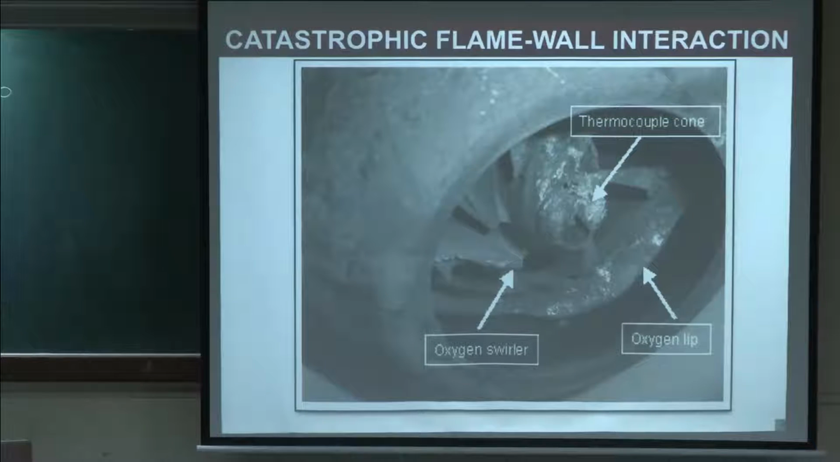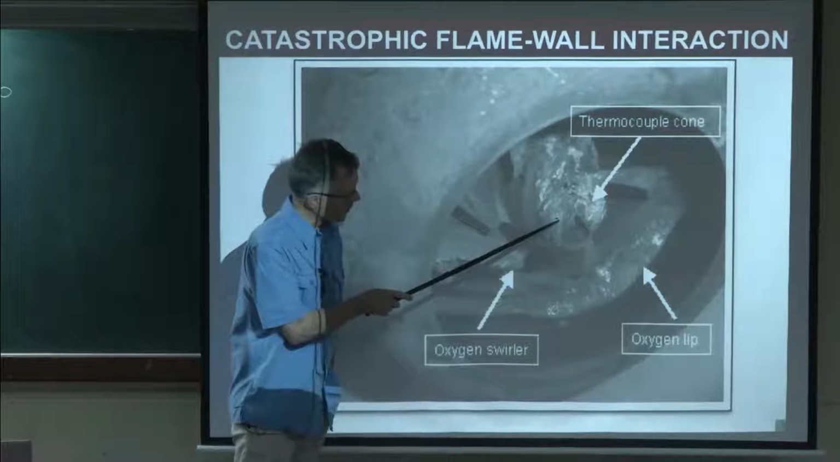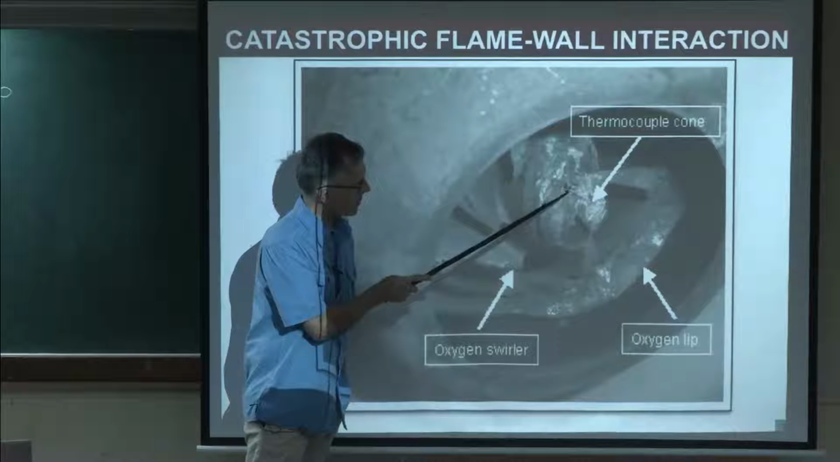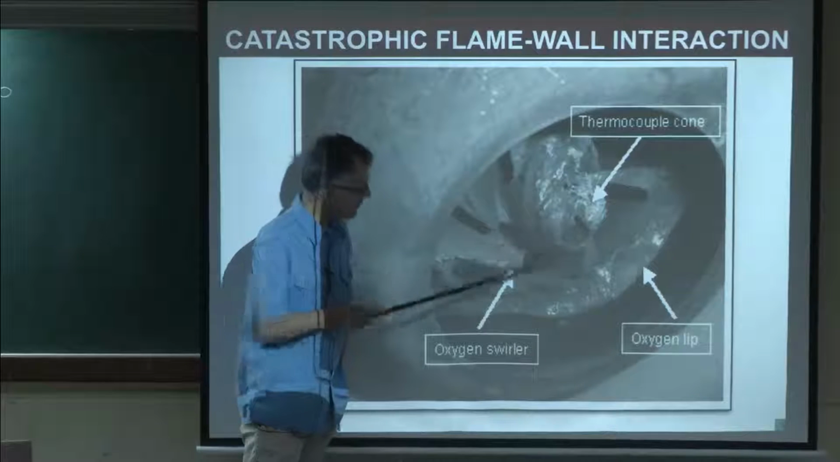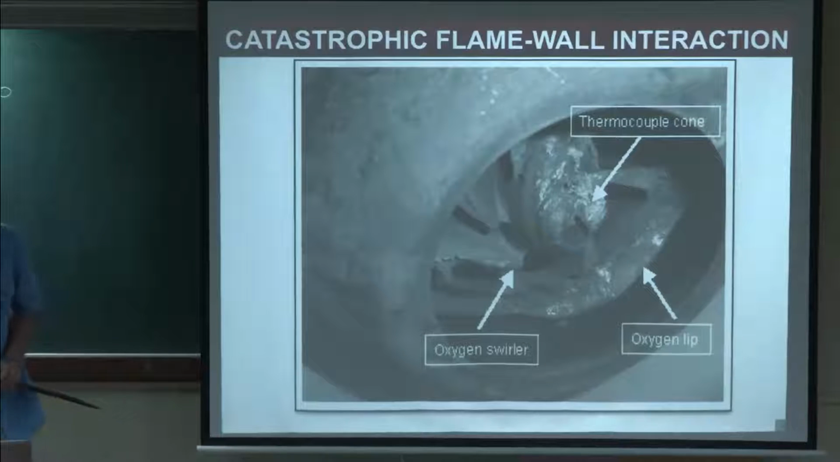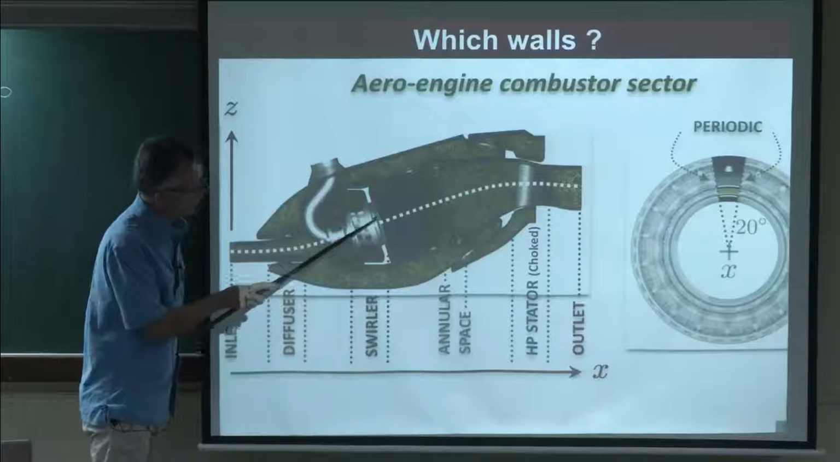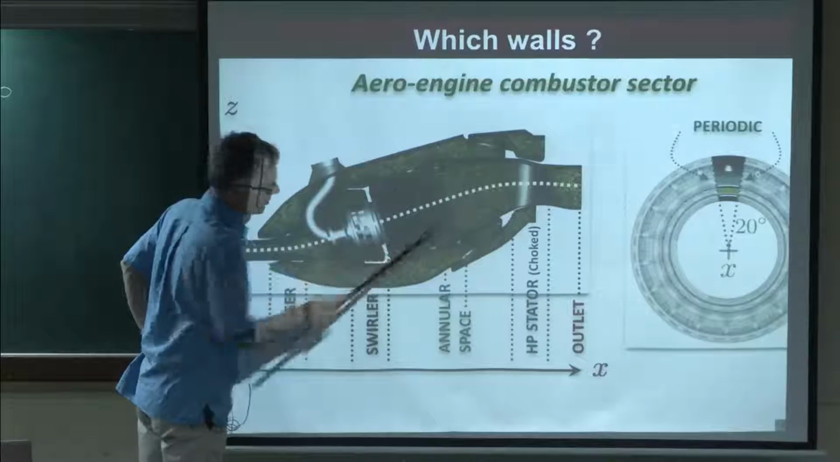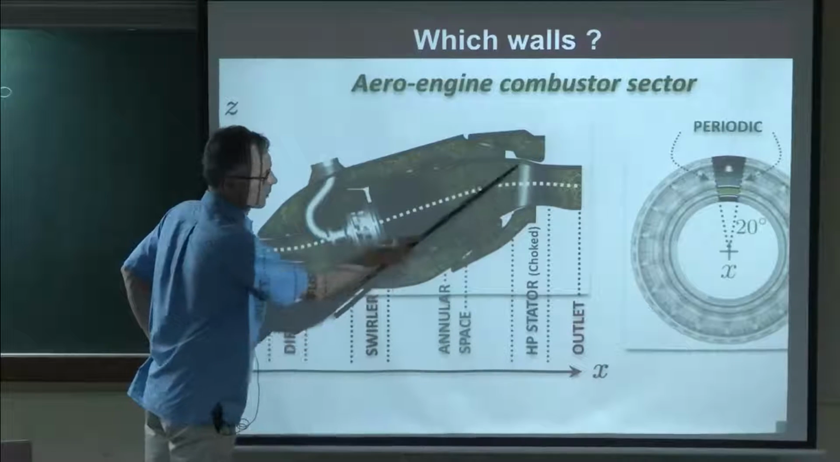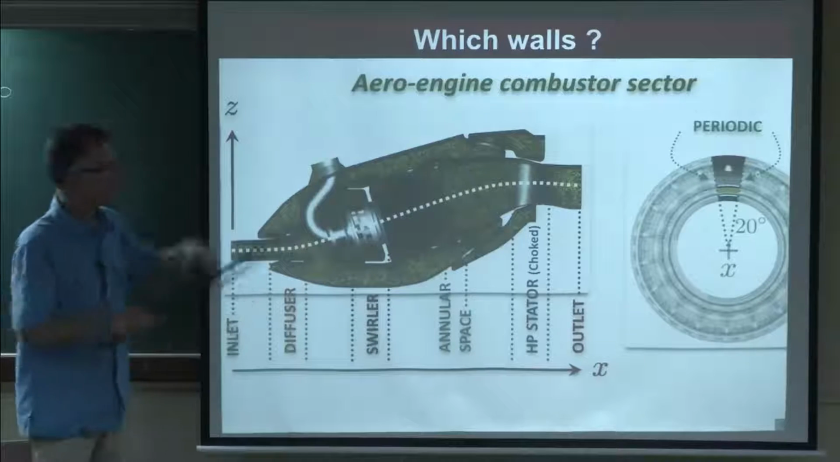And all the walls in a chamber can have problems. This is one problem related to the injection system, where the flame interacted with these parts here, and then, of course, you kill this part very easily. But there are walls everywhere, okay? What I've just shown you is in the swirler, but you have walls on the flame tube, and you have walls, of course, here for the high-pressure stator, or whatever comes afterwards.